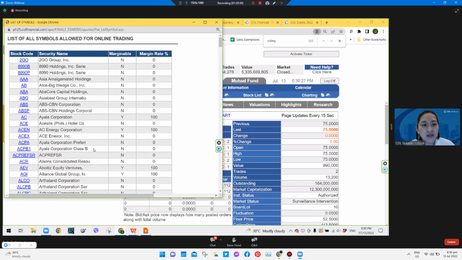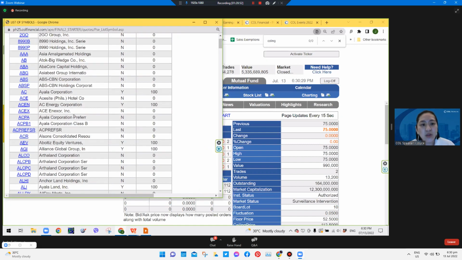Okay, and let's see. There will be, it will say there it's a preferred share. Now, if you want to know the different types of shares, I would suggest that you go to one of the seminars that we have, picking the right kind of stock investment for you. But basically, there are five types talaga. Okay, I'll show you the five.